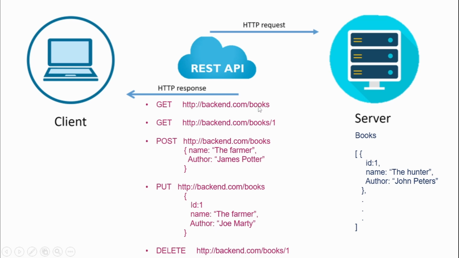Get to /books gives you all the books. Get to /books/1 or any other ID is going to give you the book with that particular ID. A post with an object that has the name and author you want is going to add that book to the backend. A put with the ID of the book you want to modify and the different properties is going to update the book with that ID on the backend. And a delete with the ID is going to delete that book with that ID on the backend.